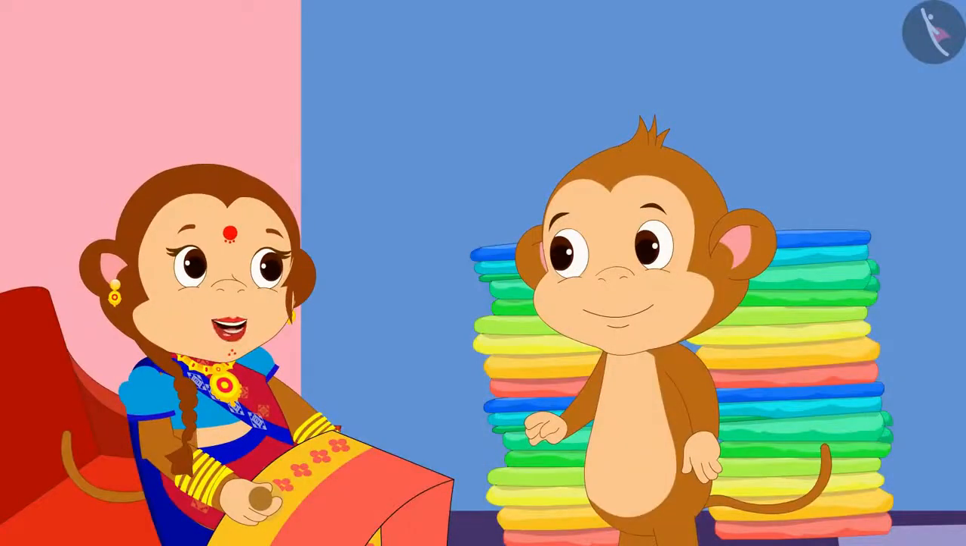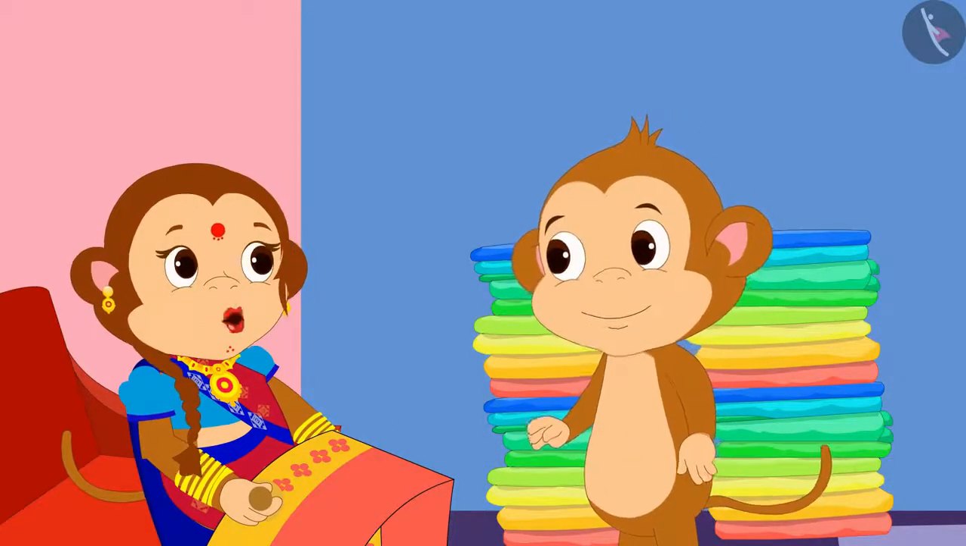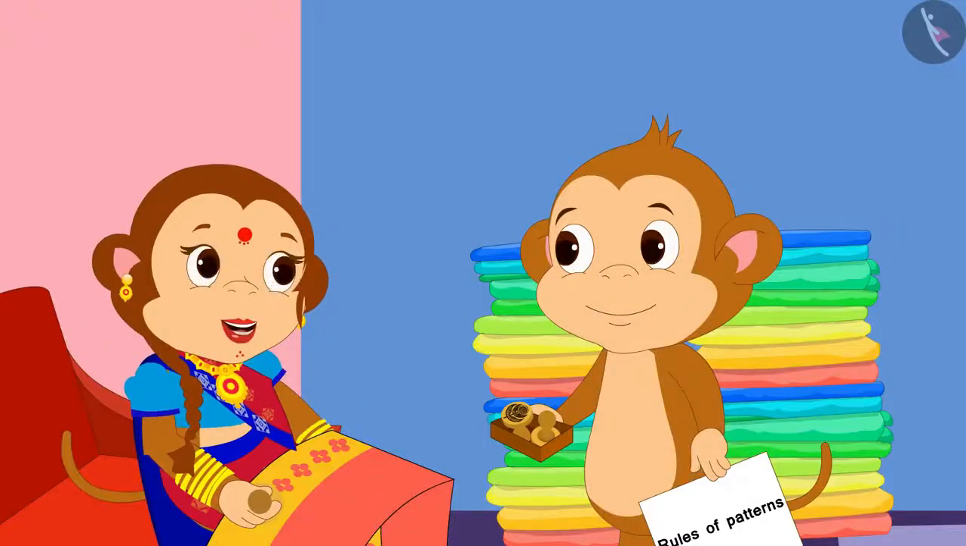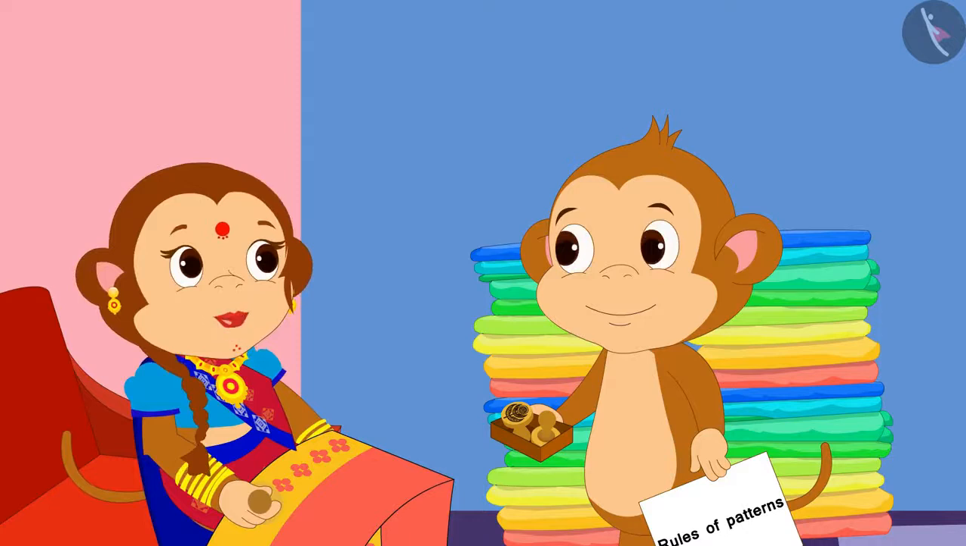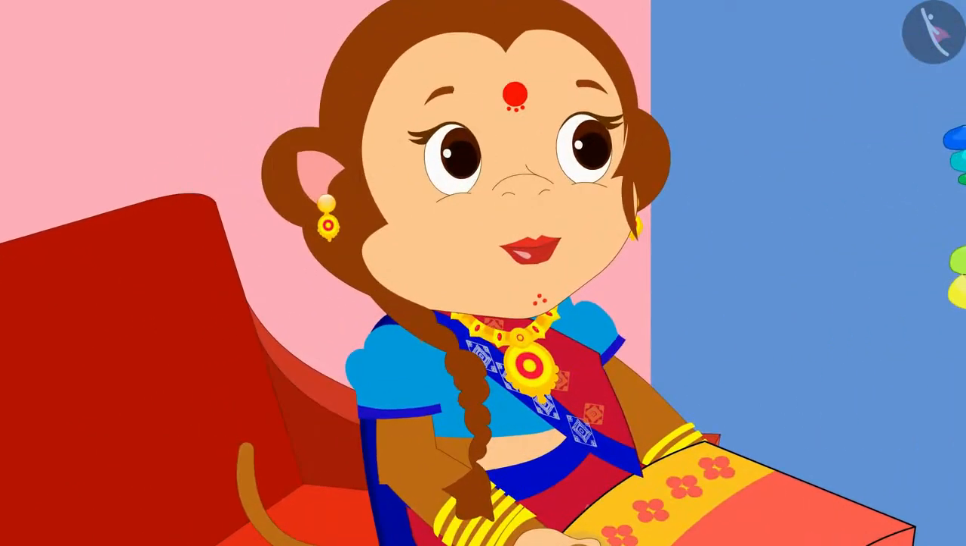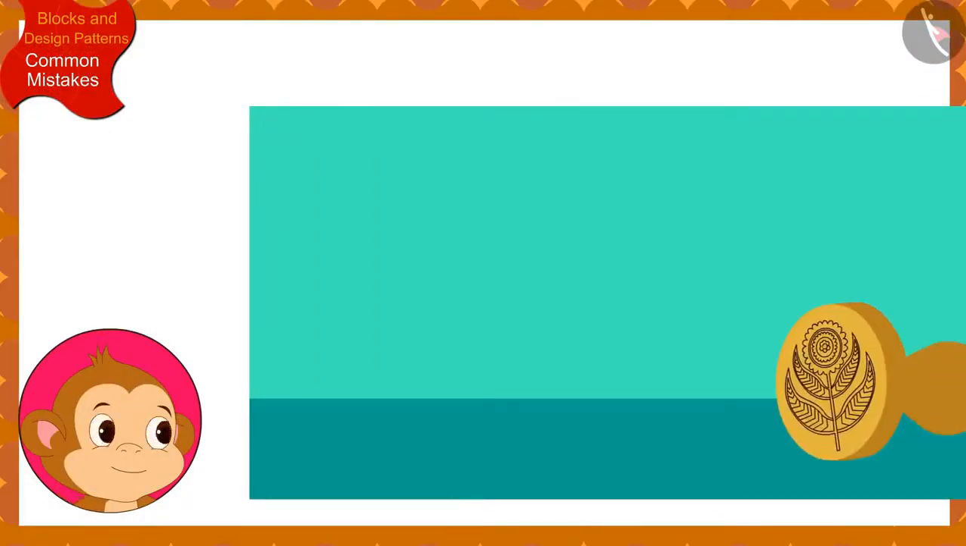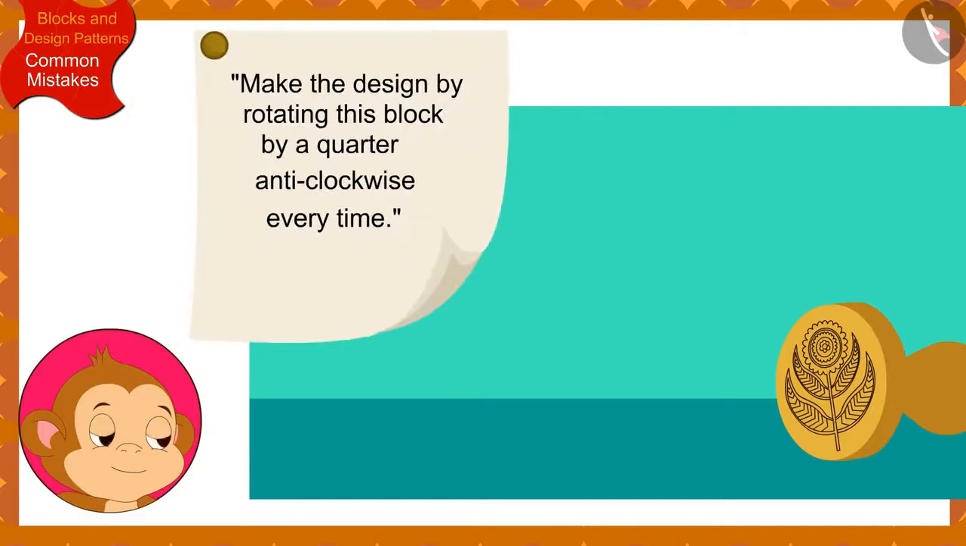Babbanji, I will write the rules of the pattern you need to make on the saris on a piece of paper for you. You only need to use these blocks and make the designs according to that rule. Banno told Babban. Babban has to make the design using this block according to this rule on the first sari. Make the design by rotating this block by a quarter anti-clockwise every time. Babban read the instructions written by Banno.